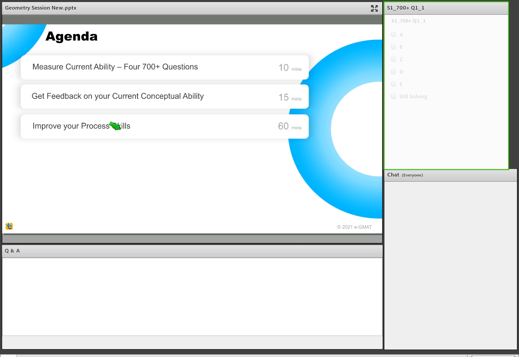Then we will work on your process skills. Process skills are the bridge between concepts and application. So I know my concepts, I know A, B, C, D, but application is writing down bat, cat, mat. I have to know how to write that. I have to know how to spell. So that gap is filled by process.